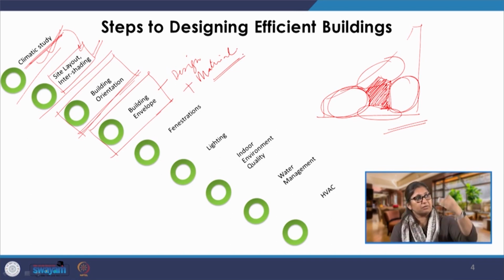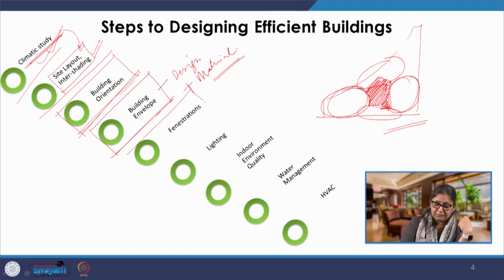We may be wanting a very smooth surface, not for aesthetic purpose, but for the functional requirement. We might be needing smooth surface, while certain other times we might be needing rough surface. What are the materials that support this intent? So, this is building envelope that we design.